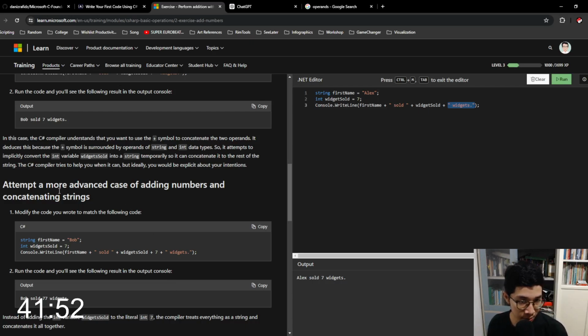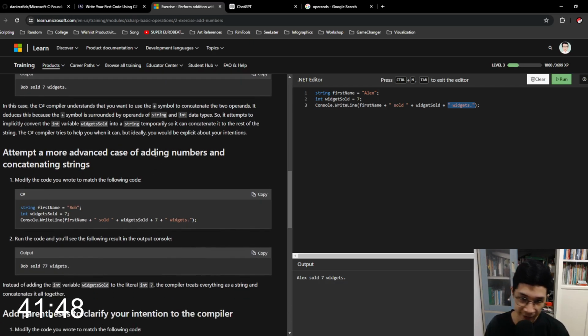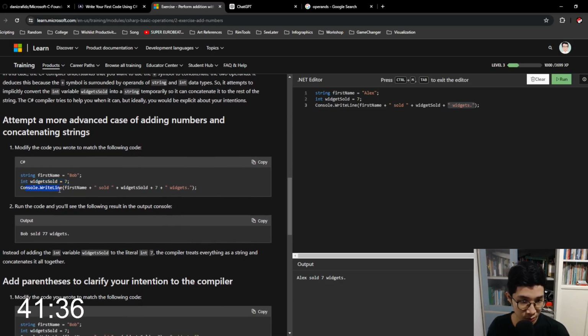Okay, a more advanced case of adding numbers and concatenating. Still adding numbers and concatenating strings. Modify the code you wrote to match the following code. First name Bob, widget 7, Console.WriteLine first name sold, widget sold plus 7. Let's test this. Will it work?